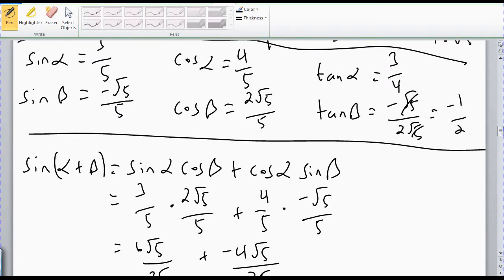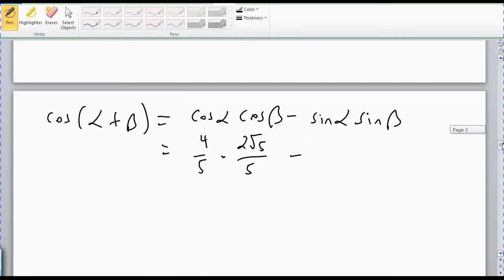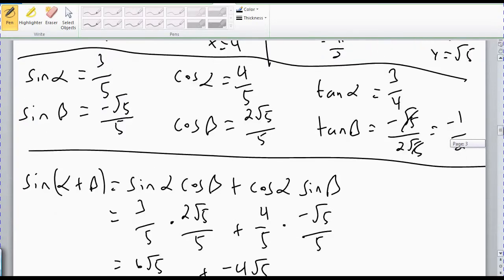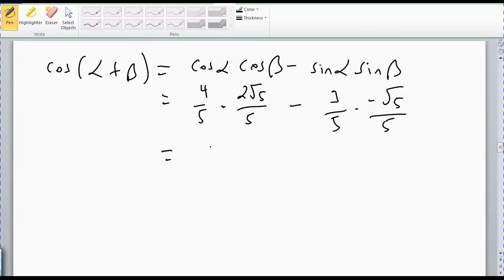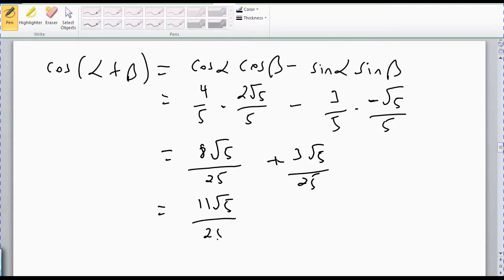And sine beta is negative square root of 5 over 5, so 3/5 times negative square root of 5 over 5. Let's clean this up. 4 times 2 is 8 square root of 5 over 5 times 5, which is 25. Minus, well, minus and a minus, when you multiply, makes that a positive: 3 square root of 5 over 25. We have like denominators, like terms on top, so it becomes 11 square root of 5 over 25.